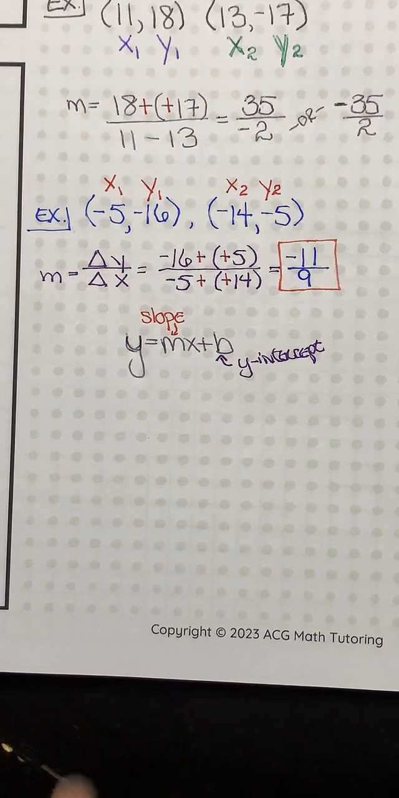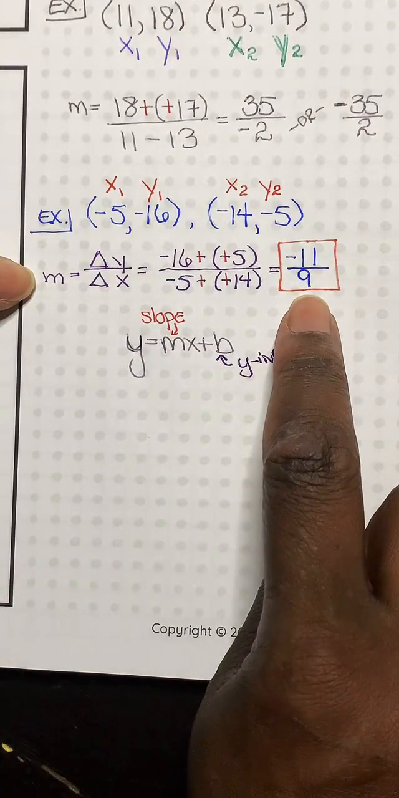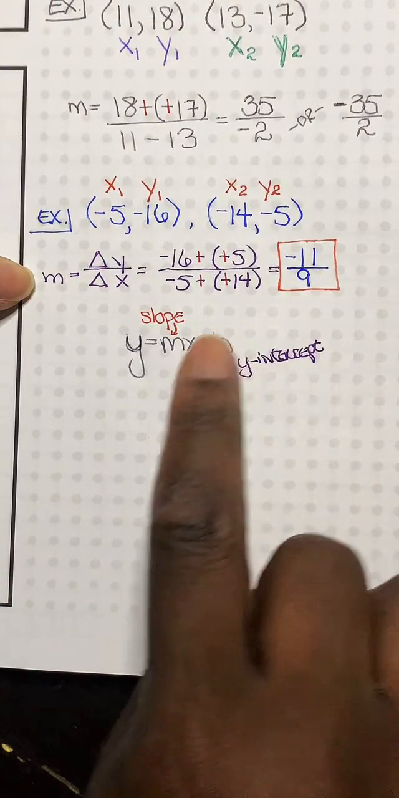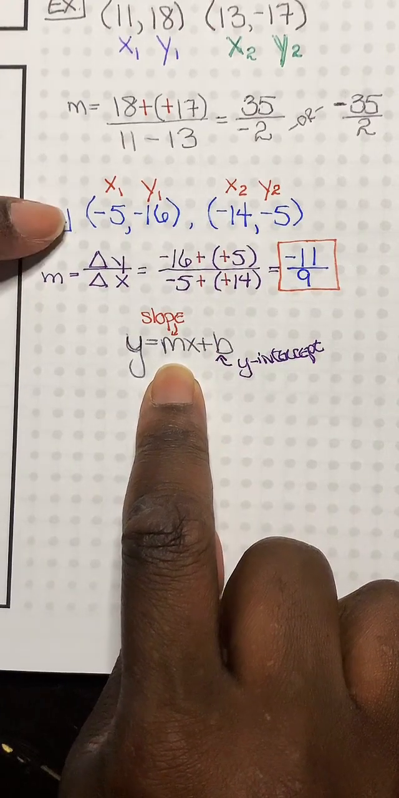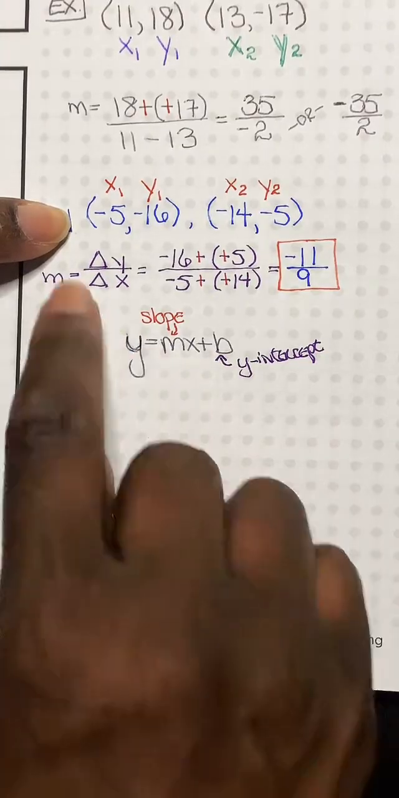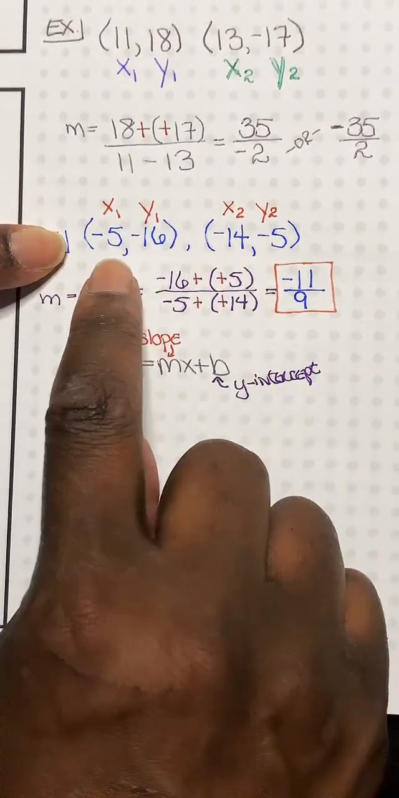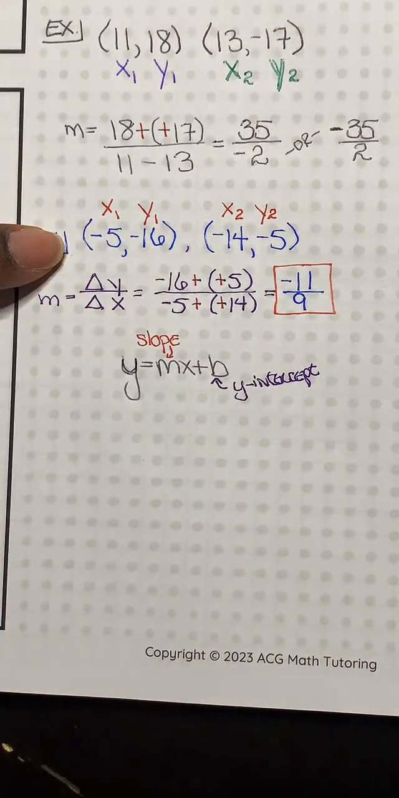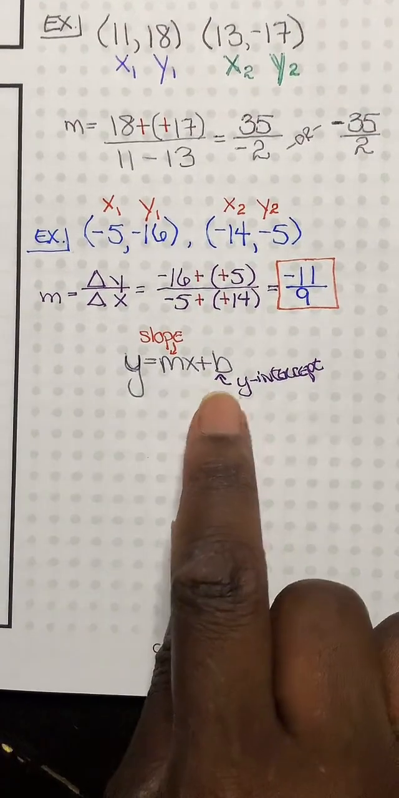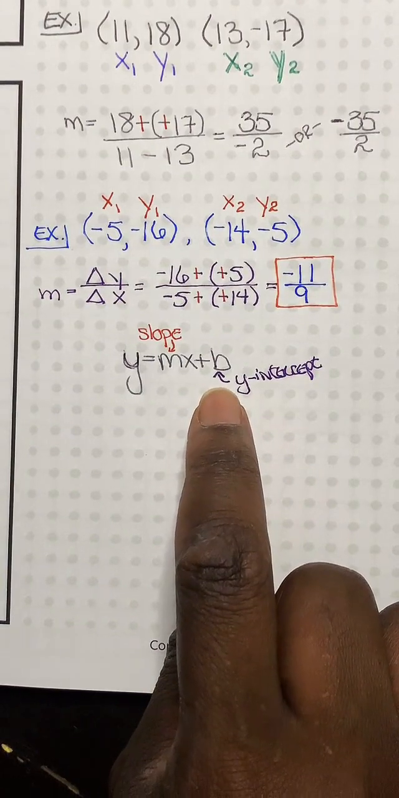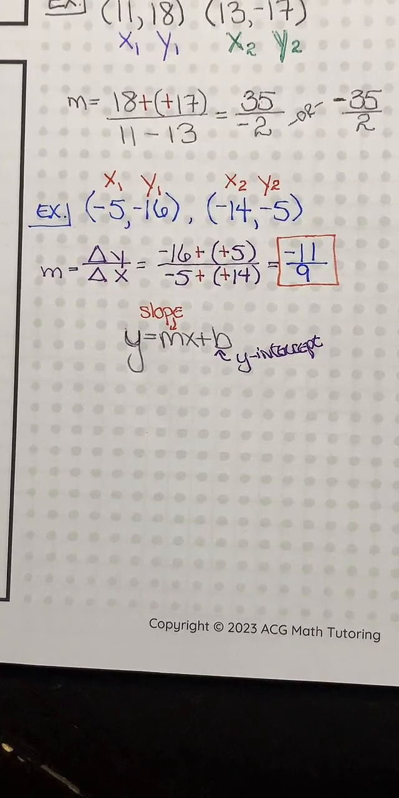All right. So what we're going to do is replace that negative 11/9 in for m, the slope. And instead of us taking our calculators trying to figure out what the y-intercept is, we're going to use one of those 2 points. It doesn't matter which one. Heck, I'll even show you both, okay? In order for us to use that information to find our y-intercept. So, let's get to plugging away.